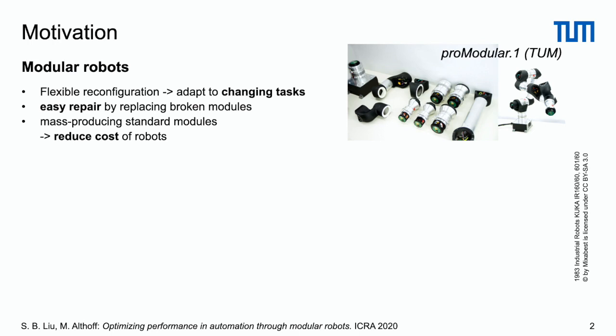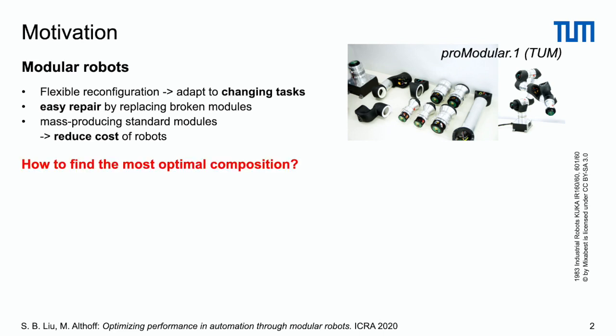When it comes to the application of modular robots, three main advantages come to mind. The first is that modular robots can be flexibly reconfigured, which comes in handy if robot tasks are frequently changing. Secondly, modular robots can be easily repaired by replacing broken modules. Third, by mass-producing standard modules, the cost can be reduced. On the right-hand side, you can see the modular system Pro Modular 1 that has been developed in our lab for industrial applications, which we subsequently use in this study.